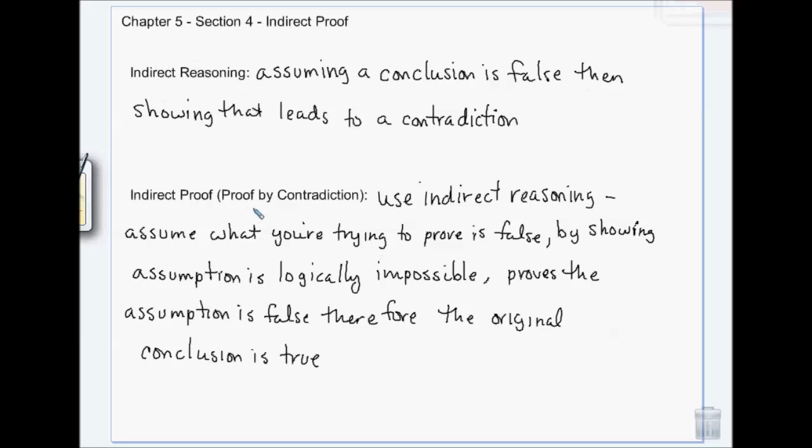I'm going to prove that rocks sink. So in order to prove that rocks sink, I'm going to assume that what I'm trying to prove is false, so I'm going to say rocks float. Then I'm going to show that the assumption is logically impossible by taking a bunch of different kinds of rocks and trying to make them all float. Well, when none of them float, I have proven that my assumption was false, that rocks don't float. Therefore, my original conclusion that I was trying to prove is true. Rocks sink.